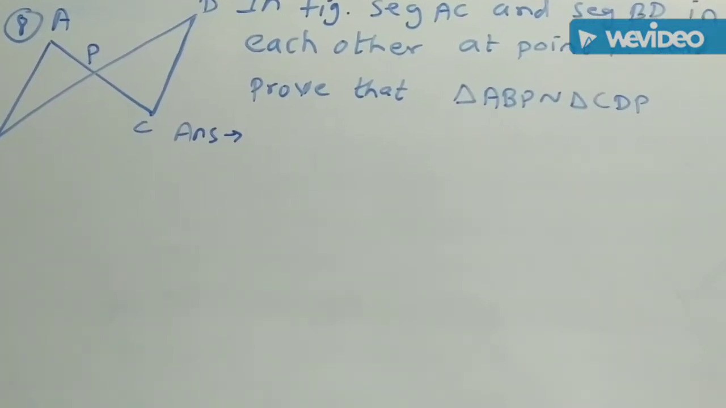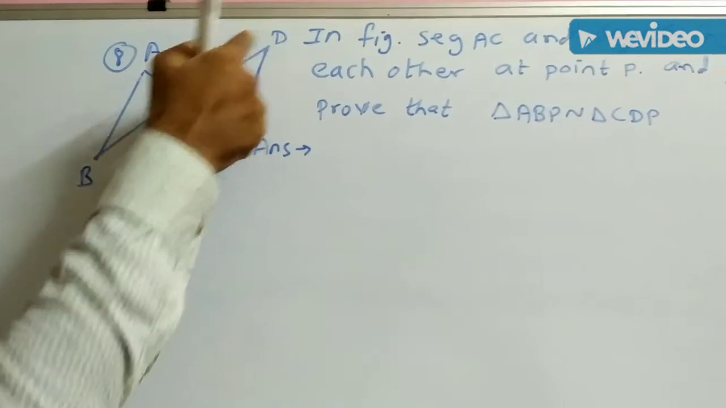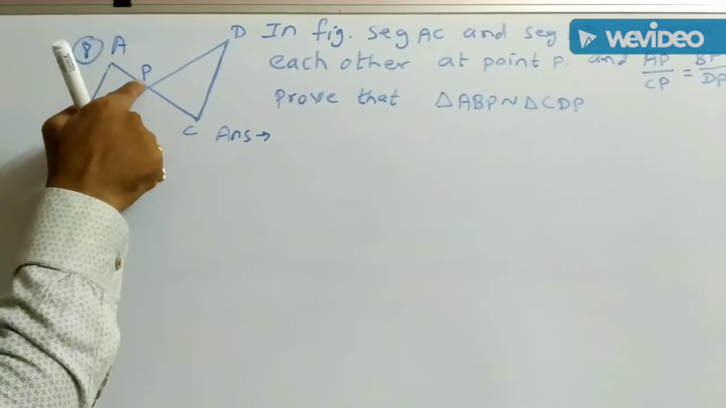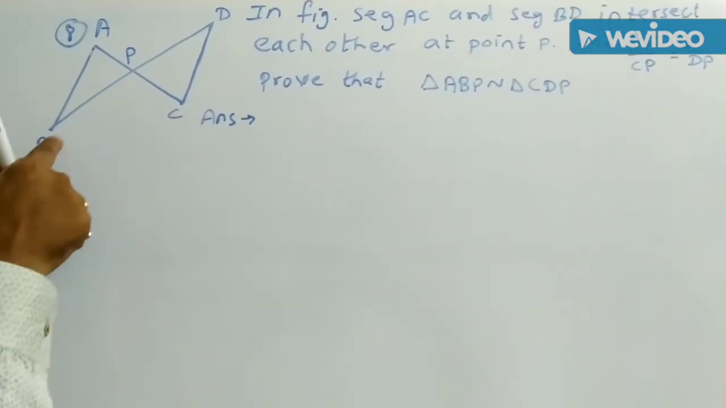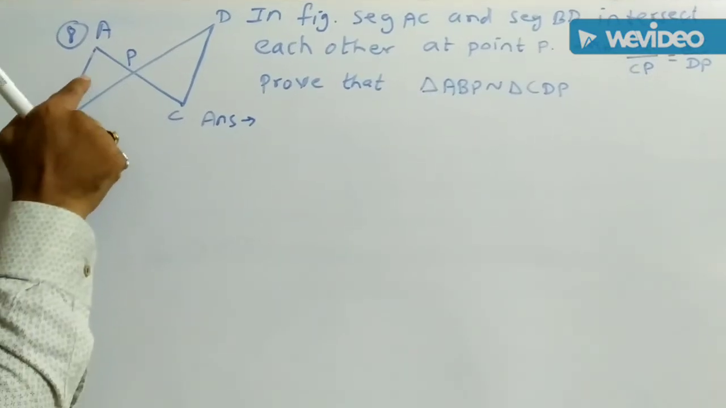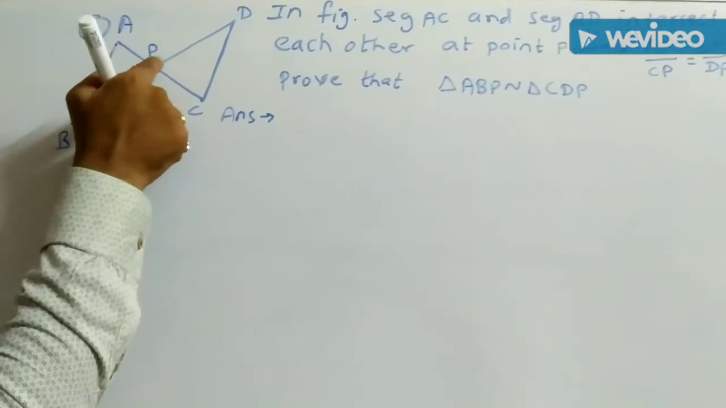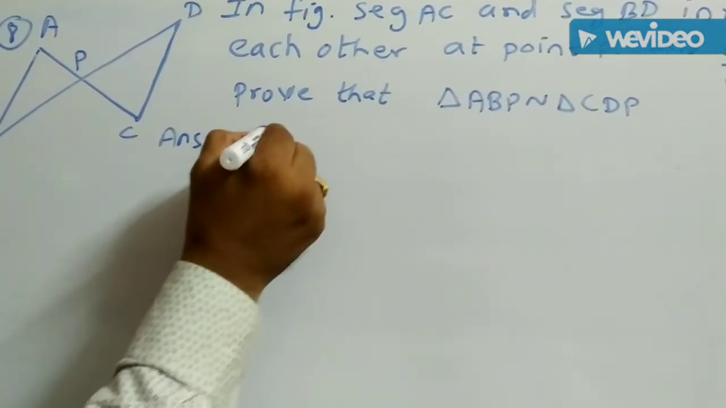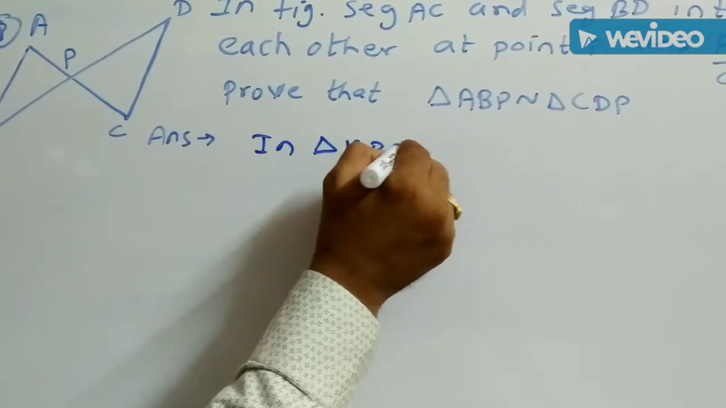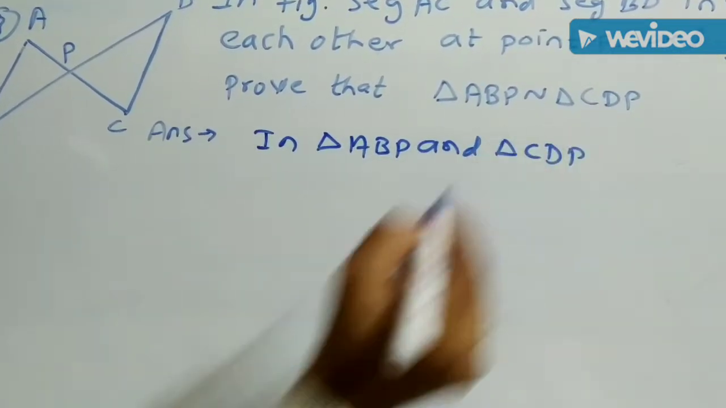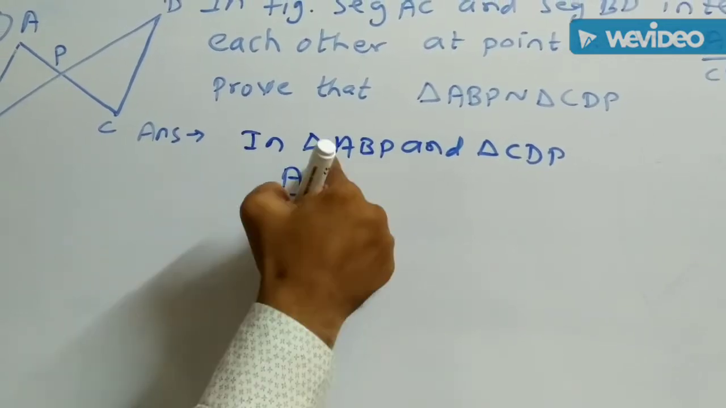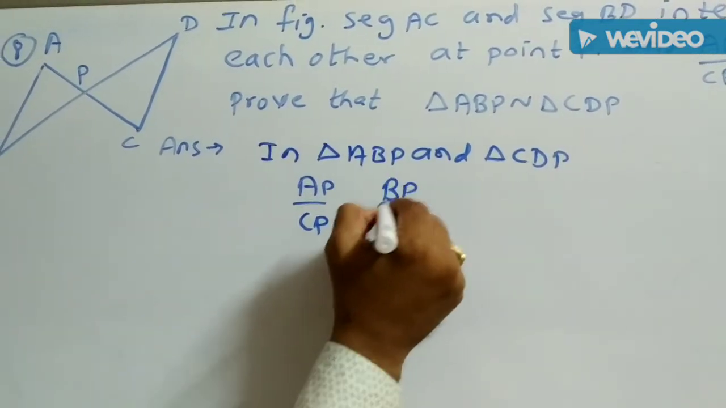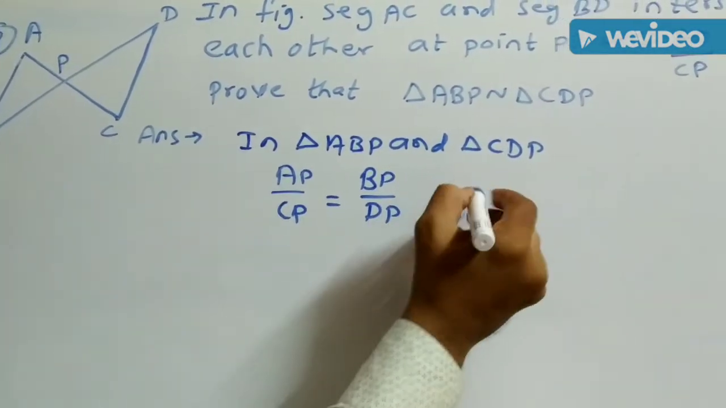Next example is, in the figure, segment AC and segment BD intersect each other at point P. Also, it is given AP upon CP is equal to BP upon DP, and then prove that triangles ABP and CDP are similar triangles. Therefore, in triangle ABP and triangle CDP, two sides are in proportion, AP upon CP and BP upon DP, which is given.